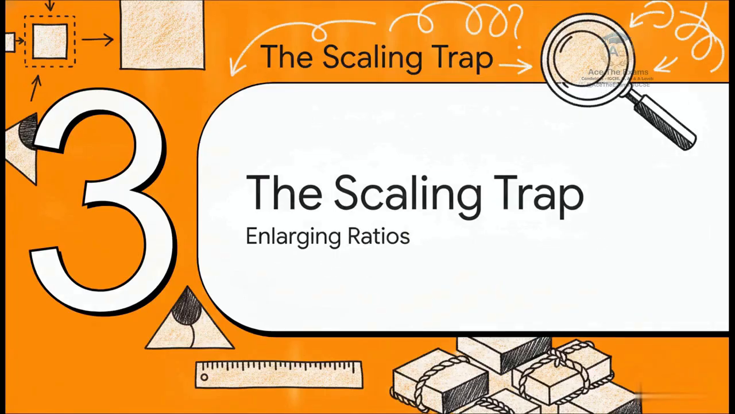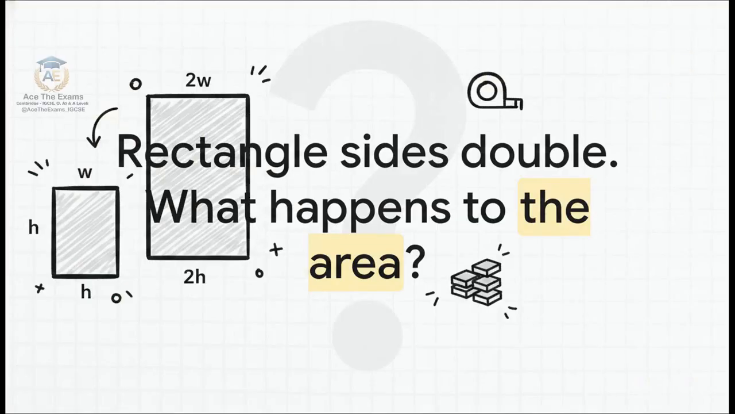Welcome to Section 3, the scaling trap. If inverse proportion is a hurdle, the scaling trap is a massive pitfall covered in spikes. This catches countless students off guard when they are dealing with geometry and dimensions. Let's make sure you aren't one of them. All right, time for another challenge. Find the flaw in this thinking.